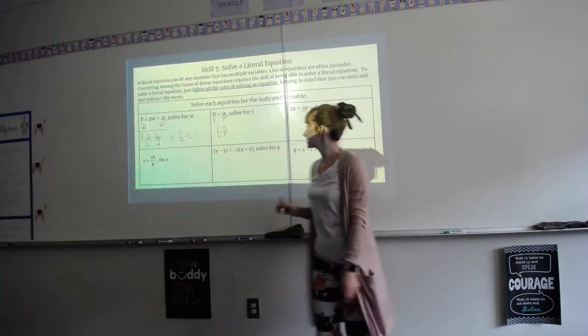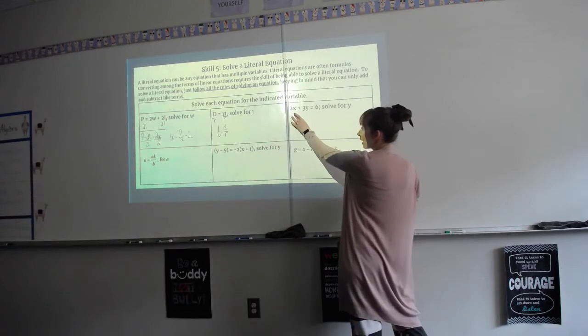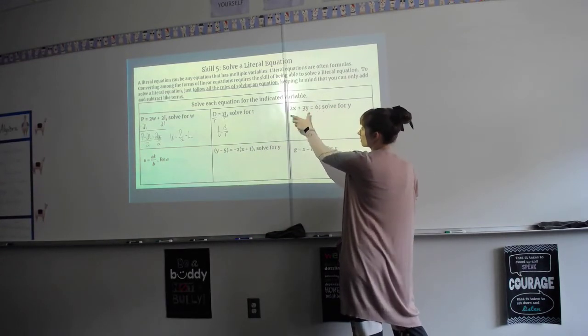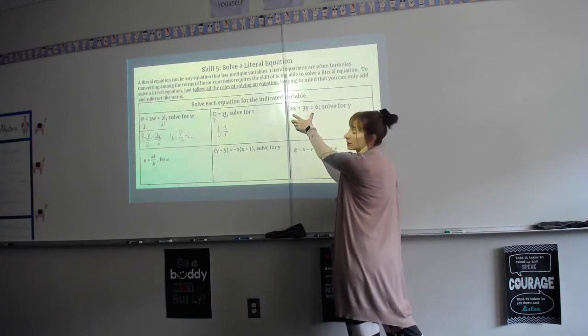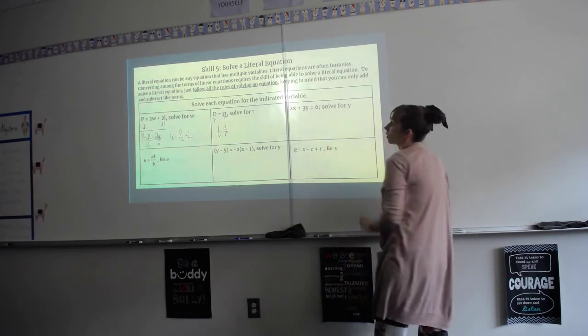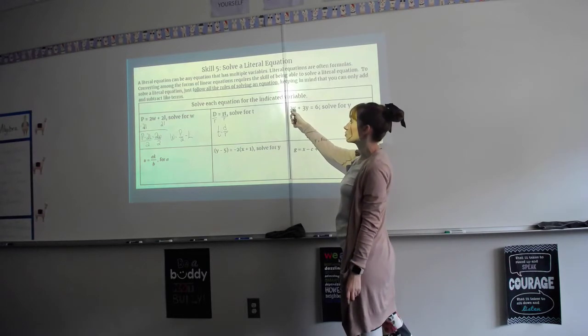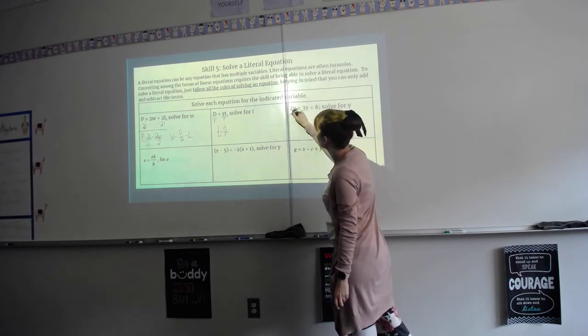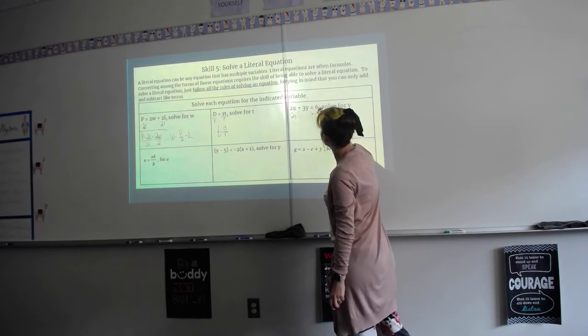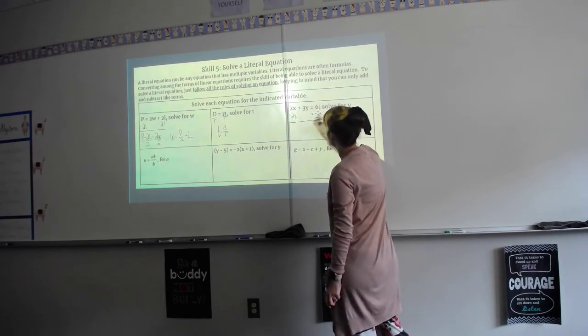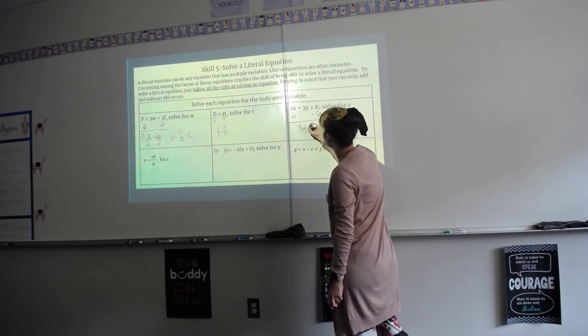Now for this third example here, we have 2x plus 3y equals 6. We've used this equation a lot already in the class. And we're going to solve for y. So our first step is we're going to move this 2x over through subtraction. So now I have 3y equals 6 minus 2x.